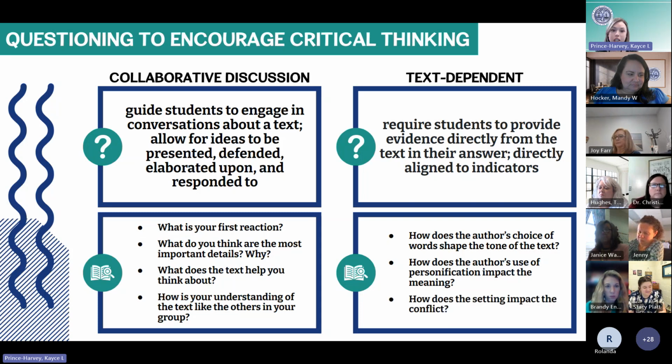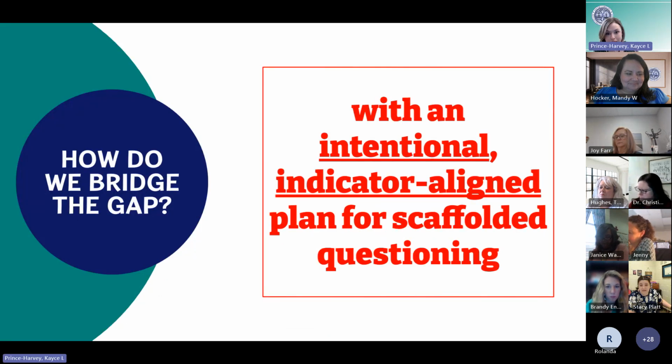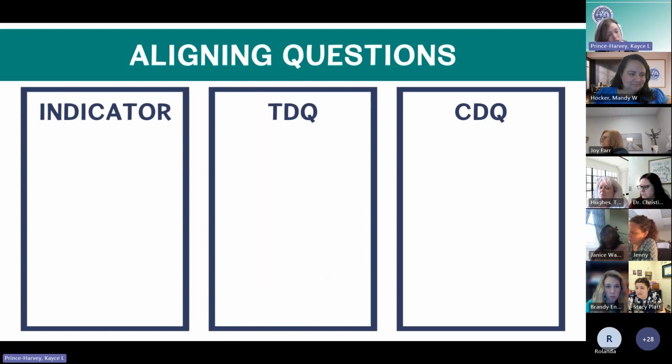So these are really two different types of questioning, but they're both essential to encourage that critical thinking. And when you think about your collaborative discussion questions, they really are a scaffold into your text-dependent questions. You use your CDQs to build into your TDQs. So how do we bridge that gap? With an intentional indicator-aligned plan for scaffolding questioning. So I'll show you an example here.